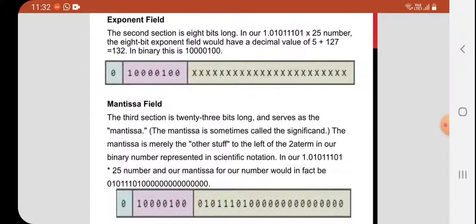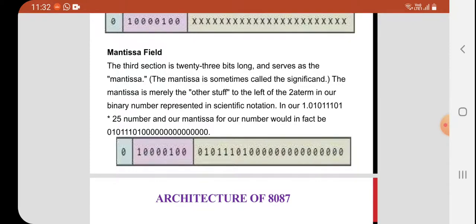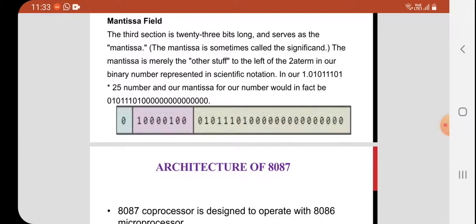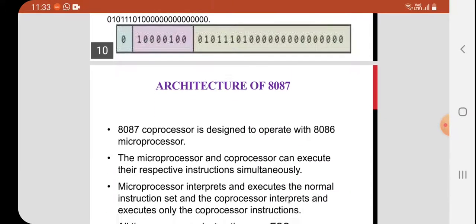The last is the mantissa field, which is 23 bits long. It is also called the significant bits. Again, it is easy. Apart from the leading part, whatever you have after the decimal point, you write first and append all the remaining zeros to make 23 bits. So I have 0 1 0 1 1 1 0 1 followed by the remaining zeros. This is the easy way of finding the single precision number of a decimal number. You can practice these problems because they can be asked for 2 marks.